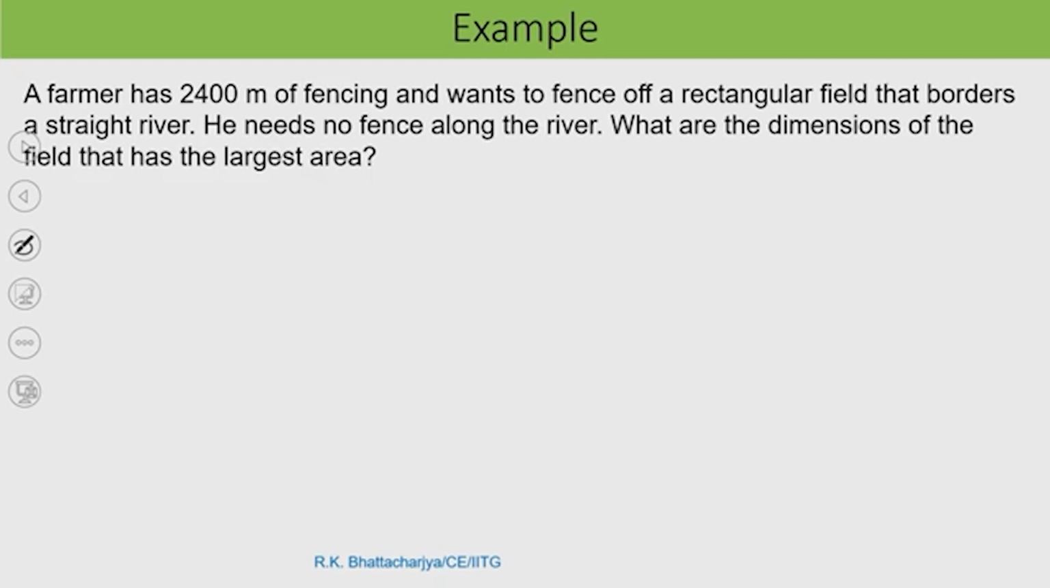So, what is the problem here? The farmer has 2400 meter of fencing. That is the material he has, and he wants to fence a rectangular area that borders a straight river. Okay. So, basically on the bank of the river, and he needs no fencing along the river. On the river side there is no fencing, on the other three sides you have to put the fencing. Now, the question is: what are the dimensions of the field that has the largest area?